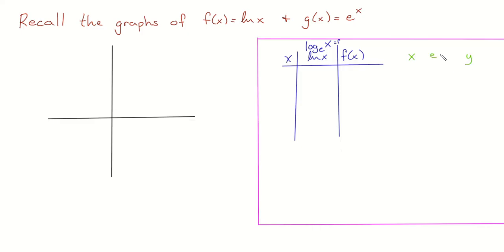Y or g and e to the x. Give me some values. You can pick at will. 0. What's e to the 0? So check it out. I get 0, 1 on my graph. And I'm going to label this here very intentionally. Give me another value of x. 1. That's a good choice. What's e to the 1? E. Okay, so here's 1 and e. E, 1. Give me another value.